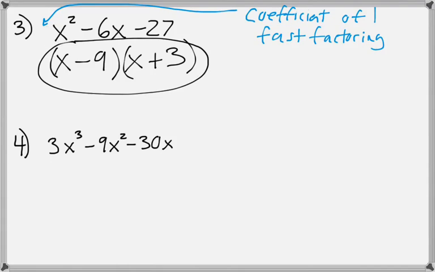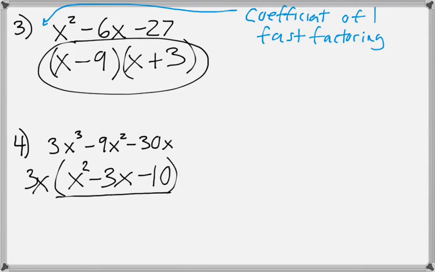Let's look at 4. I want to try to take out a GCF, and it looks like I can take out a 3x, which would leave me with x squared minus 3x minus 10. And then I want to try to factor the trinomial on the inside more. And this one also I can use fast factoring, because this x squared technically has a coefficient of 1.